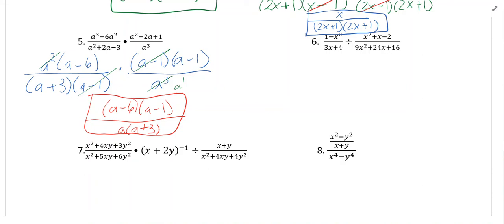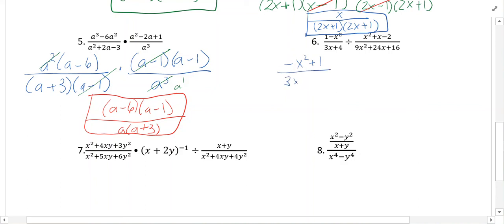Okay, so let's go ahead and try number 6. With number 6, what you need to do first is move the order of what you have in the numerator here, because whatever is being squared, you always want it to come first. So that's going to look like this. You want to change this into negative x squared plus 1, and then we have over 3x plus 4. So we want to make this division into multiplication. So we're going to turn it into multiplication, and we're going to take the reciprocal. So this is 9x squared plus 24x plus 16. And in the denominator, you have x squared plus x minus 2.